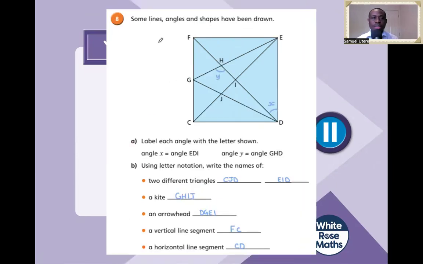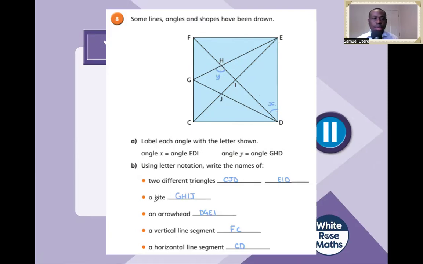So here you were asked, some lines, angles, and shapes have been drawn. Label each angle with the letter shown. And you can see angle X should be EDI. So it should be in the position where you have D, all right, when you go from E to D to I. So E, D, and I. So it should be here. And then Y, you can see Y we want G, H, D. So G, H, and D. So you can see where the angle is.